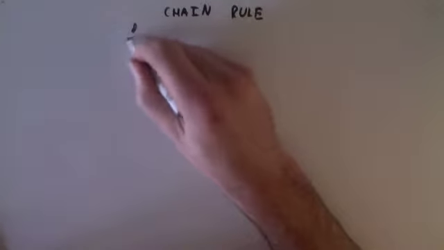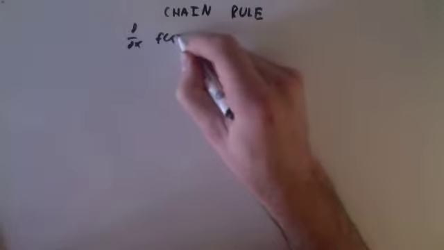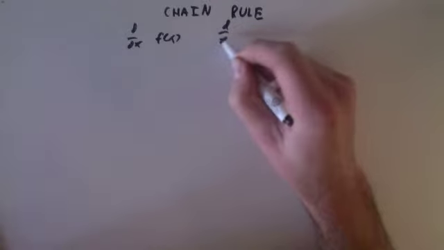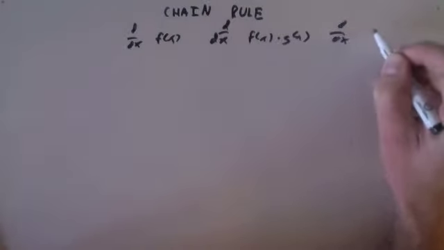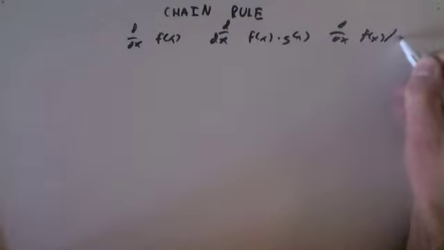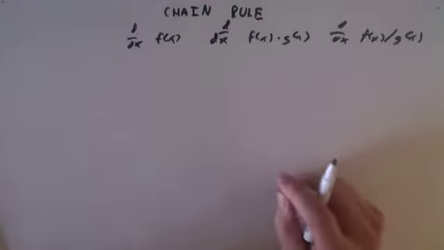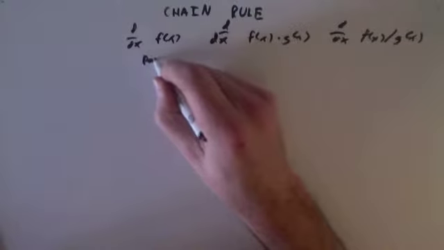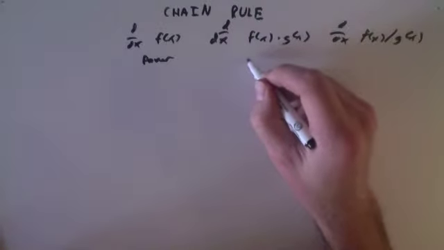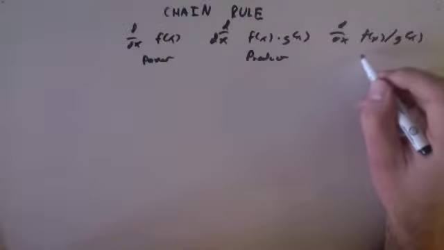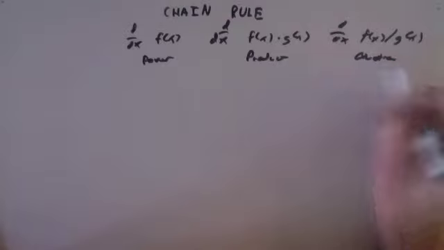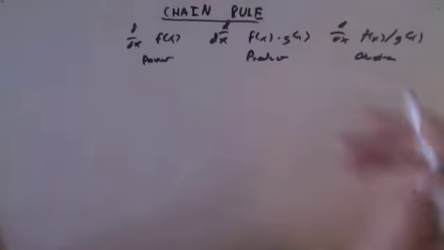Hey guys, so now we're going to quickly review the chain rule. Previously, we've been able to take d/dx of f(x) times g(x), and d/dx of f(x) over g(x). This is the power rule, this is the product rule, this is the quotient rule. What we're going to talk about today is the chain rule, which kind of unites all these things.